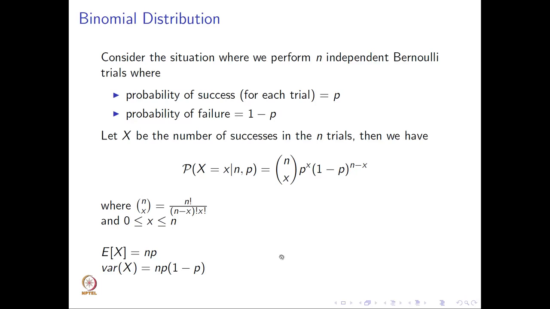The expectation of a random variable following the binomial distribution equals np, and the variance equals n into p into 1 minus p. The binomial distribution is useful in any scenario where we are conducting multiple Bernoulli trials, that is, experiments in which the outcome is binary. For example, suppose we toss a coin 10 times and want to know the probability of observing 3 heads. Given the probability of observing a head in an individual trial, we can apply the binomial distribution to find out the required probability.